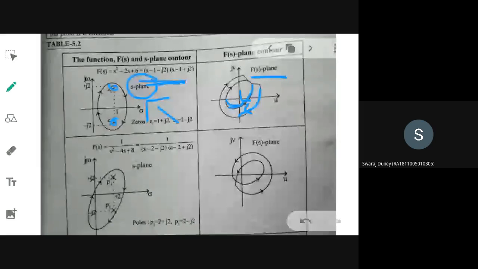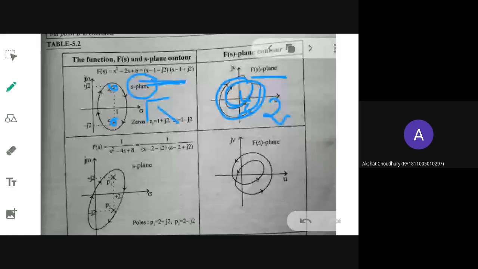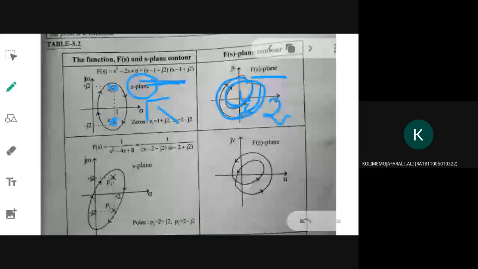So how many zeros were there in the S plane? Two. Two zeros were there in the S plane. Correspondingly, you are having how many encirclements in the F of S plane? Two. Yes, two. And the nature of the encirclement is clockwise or anti-clockwise? Clockwise. You remember this concept?